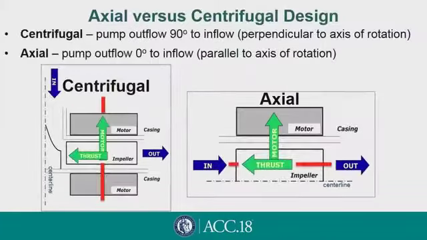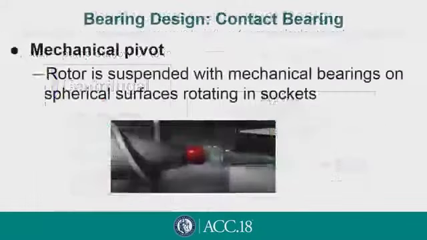waveforms. There's really two basic designs for continuous flow rotary pumps, those of a centrifugal and axial. And really what differentiates the two pumps is the angle at which the flow exits the pump. So in a centrifugal pump, pump outflow is 90 degrees, perpendicular to the axis of rotation of the impeller. And for an axial flow, the outflow is 0 degrees, or parallel to the axis of rotation, or center line of the pump.